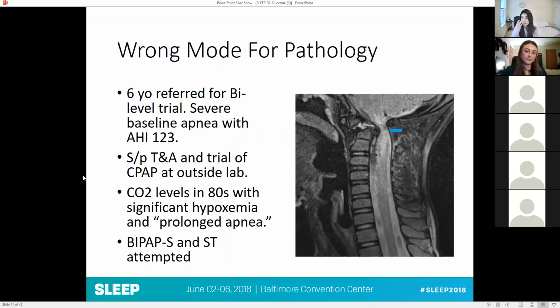He was on one of these home ventilators for 2 years and had to have a couple pretty big surgeries with our neurosurgery colleagues to get this corrected. Next slide.